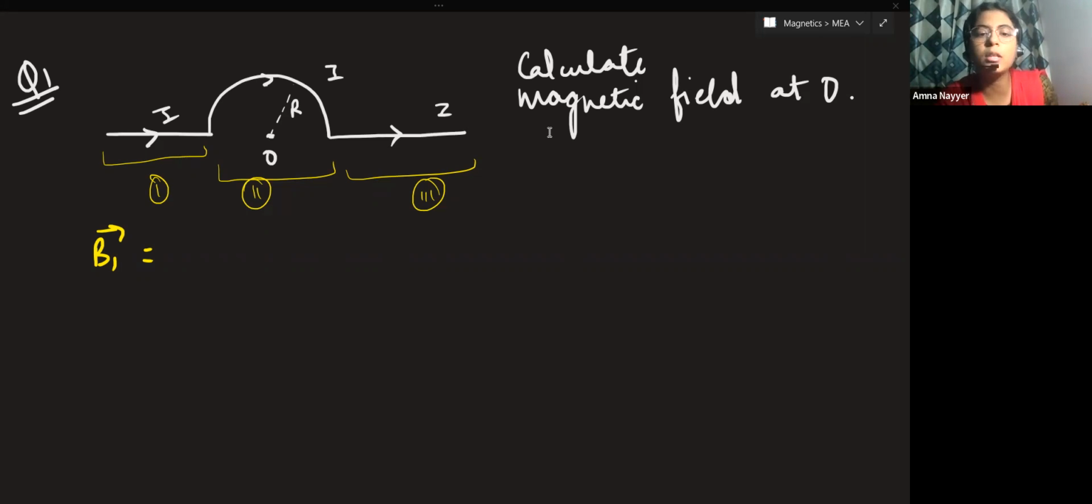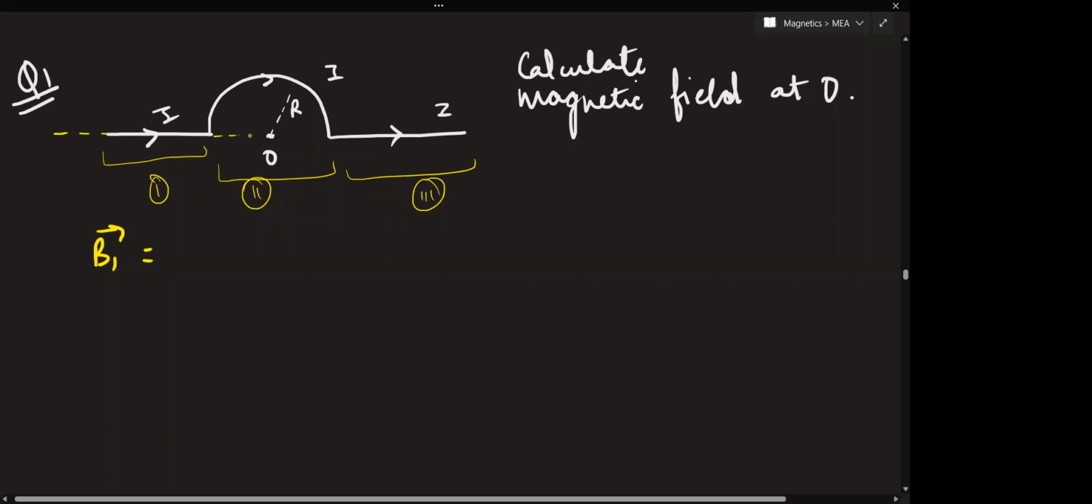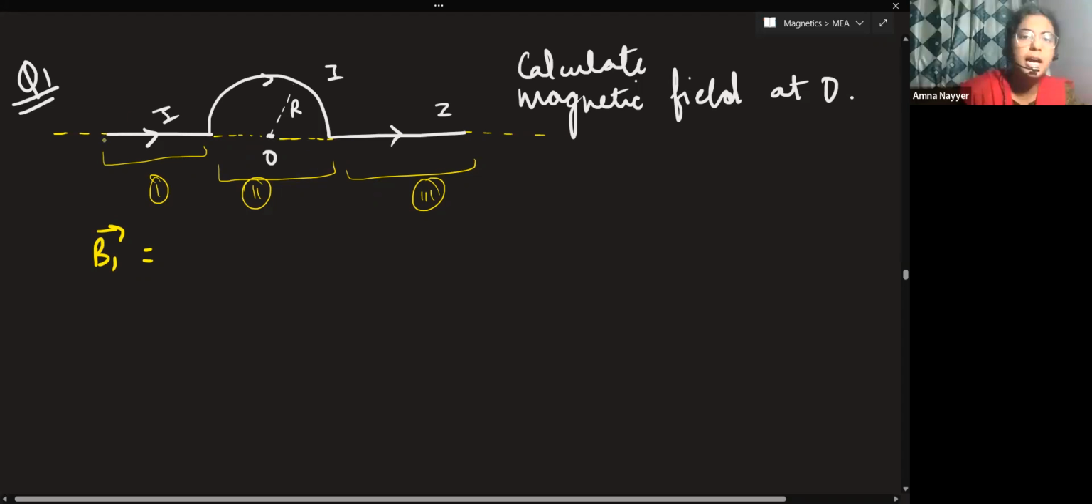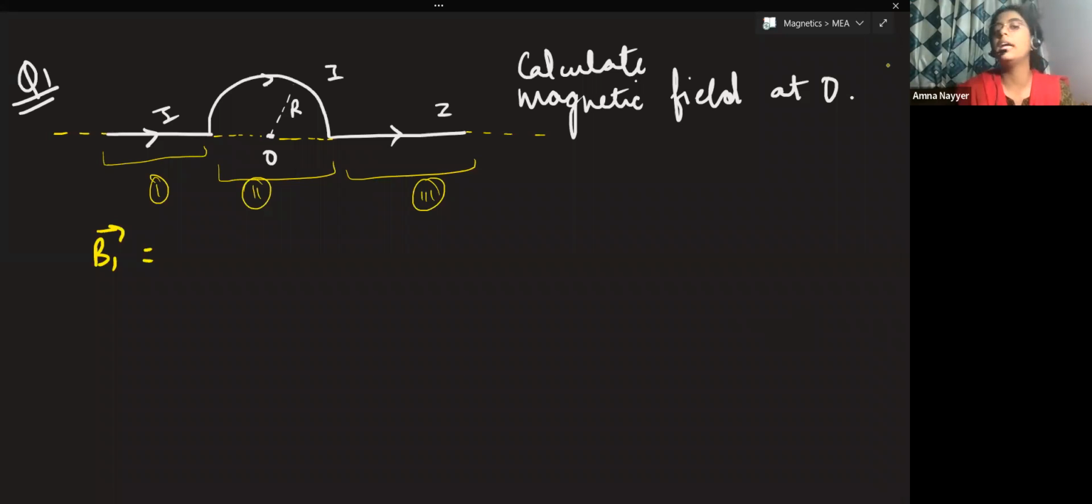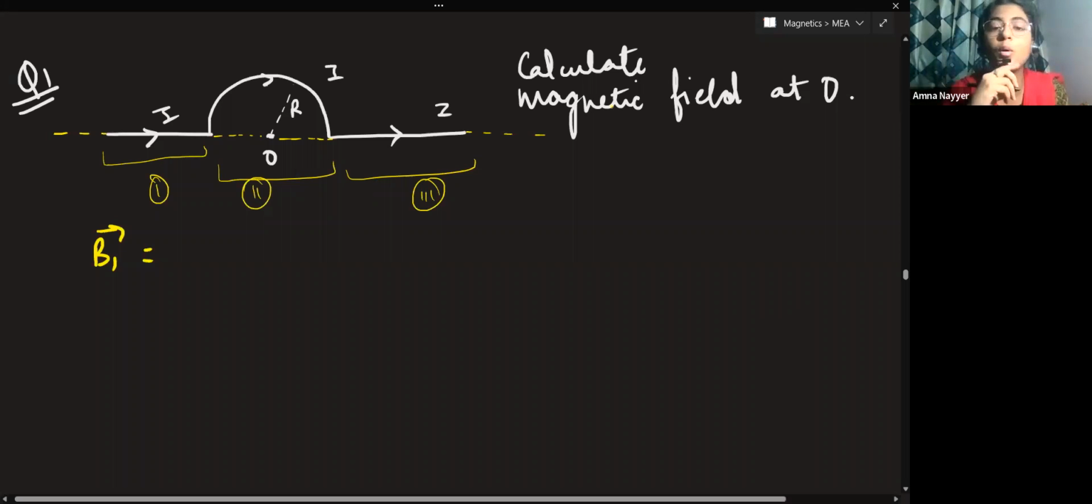Point O is lying on the axis of it. This is the axis. This is the axis of this first part, this first wire that you are able to see. So O point is lying on the axis. What did I tell you? Even I revised it just now.